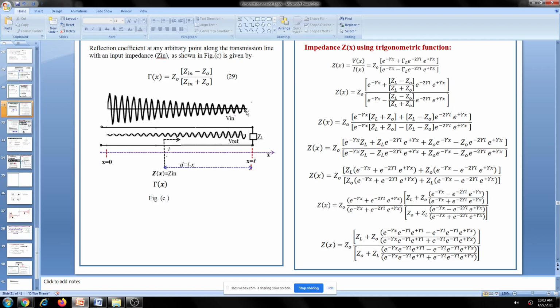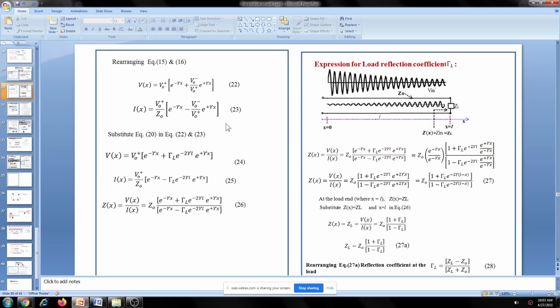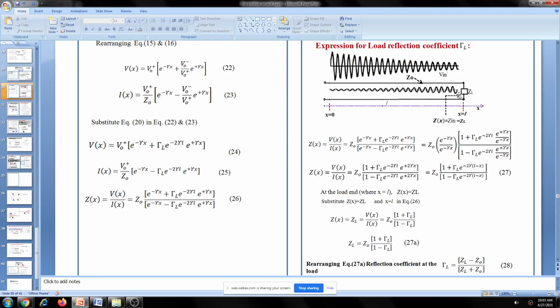Okay. So in the previous class, we were discussing this impedance Z of x using a trigonometric function. This impedance Z of x is an important parameter of a transmission line at RF and microwave frequencies. This input impedance changes as we move away from the load point. This is the load point here. As we move towards the source, the impedance changes, and it is a function of distance. Based on the distance, the value of Z of x will change.